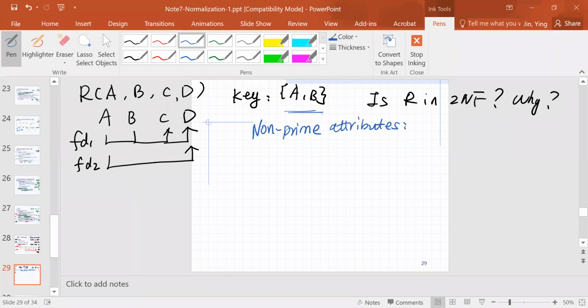Okay, and so for non-prime attributes, I know A is part of a key, B is part of a key, so A and B are prime, and C is non-prime, D is also non-prime. And then I want to see, first, for non-prime C, is C fully functionally dependent on this key or not? We only have one key, so I'm going to write it down here. So is C.